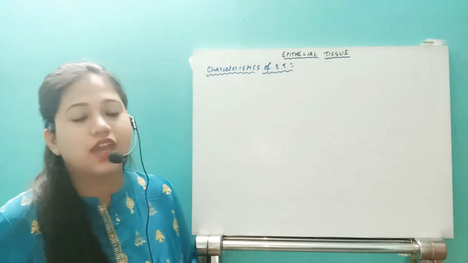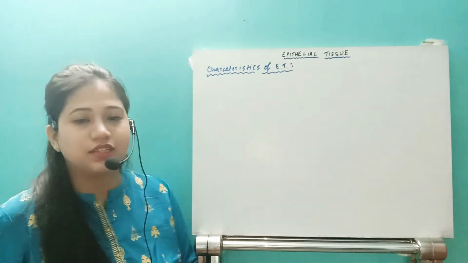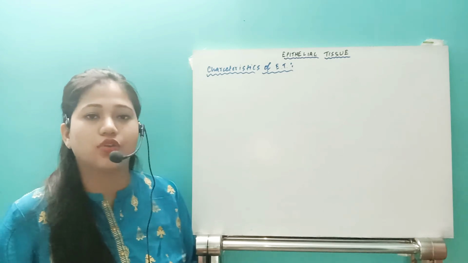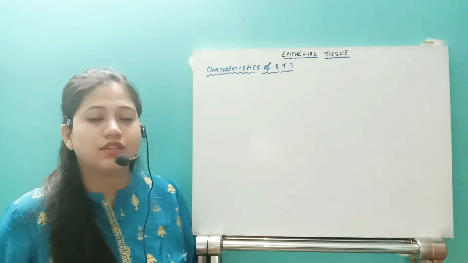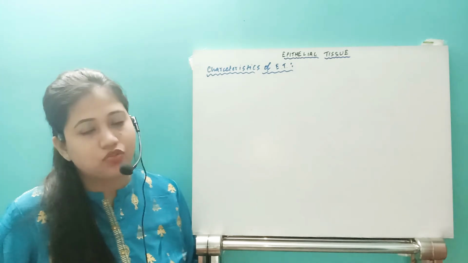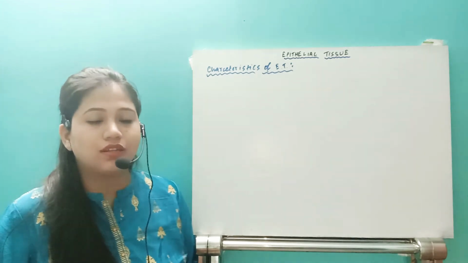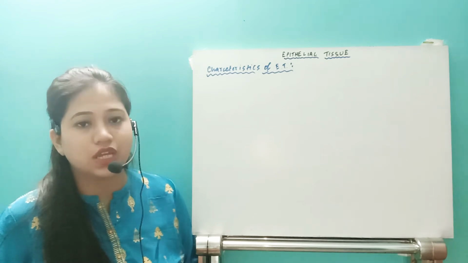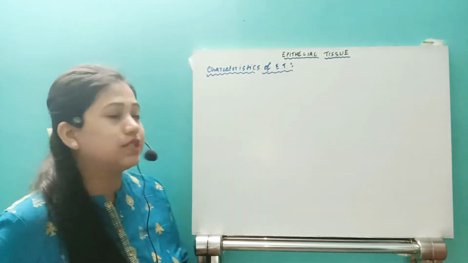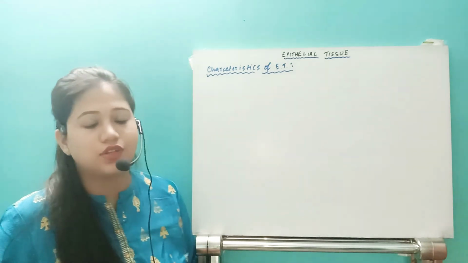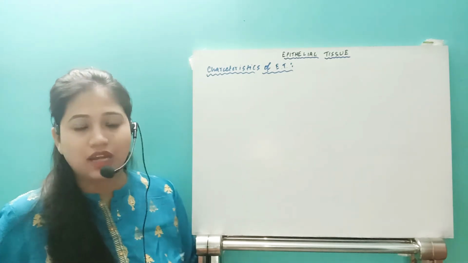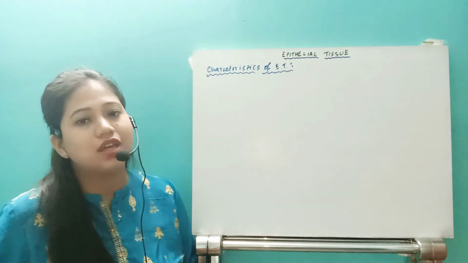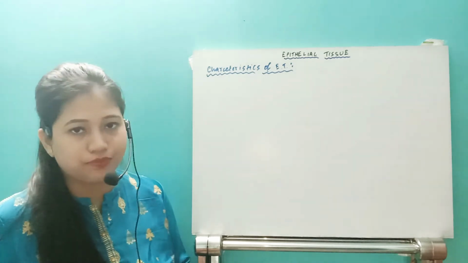Hello students, in the last video we studied the introduction to structural organization in animals, that is, the tissue part. In this video we are going to start the different types of tissue. The first type of tissue we have to study is the epithelial tissue. So let's start the video and study the characteristics of epithelial tissue. After that we'll move to the different types of epithelial tissue, right?